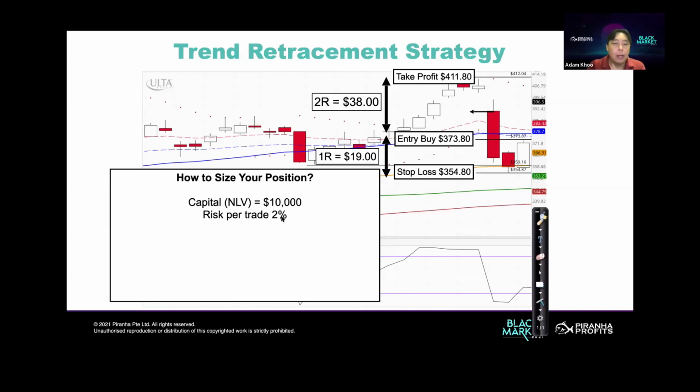Now, let me say something. Your risk per trade has to be consistent. If you decide on 2%, you must always use 2%. If you decide 1%, you must always use 1%. You cannot change from trade to trade. You can't say, this trade I'm more confident, I'm going to risk 3%, and this trade I'm going to risk 1%. No, you can't do that. You never know which one will be a winning trade and which will be a losing trade. It's random. So you've got to be consistent.